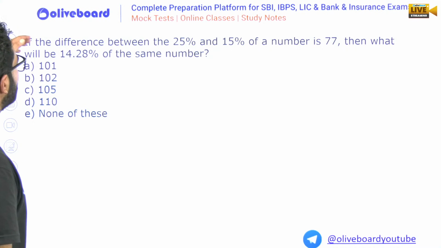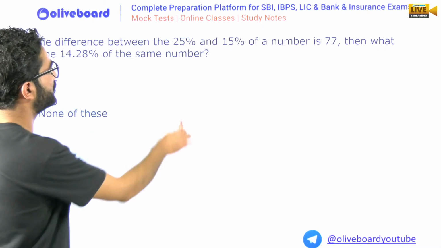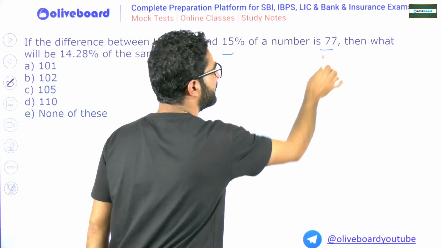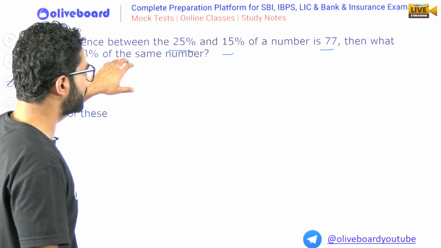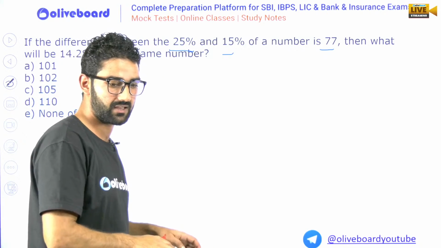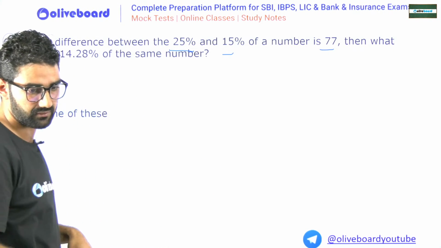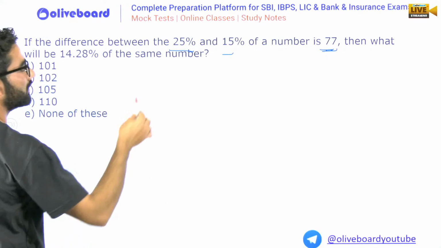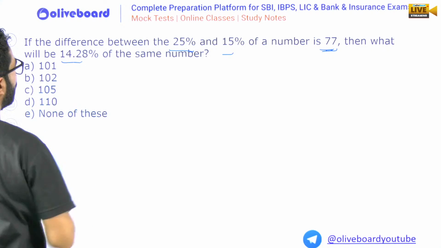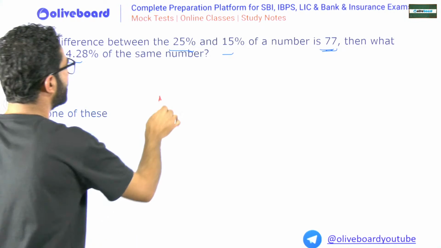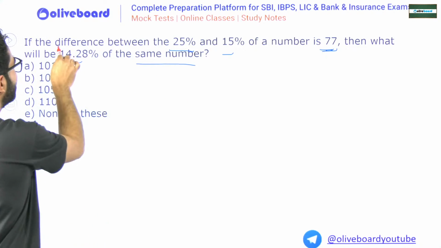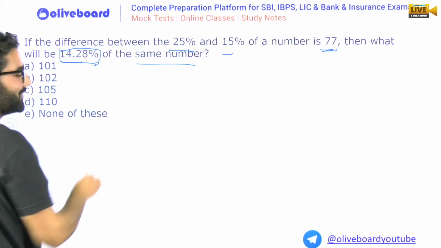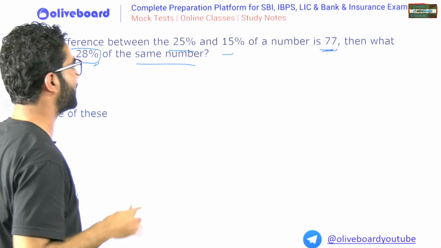So if the difference between the 25 percentile and 15 percentile of any number is 77, then what will be the 1.28 percentile of the same number? Any number, if you take 25 percentile and 15 percentile and subtract them, the answer is 77. If you remember the fractional value I have already told you, it will be quite easy, and you can directly solve this question in a second.